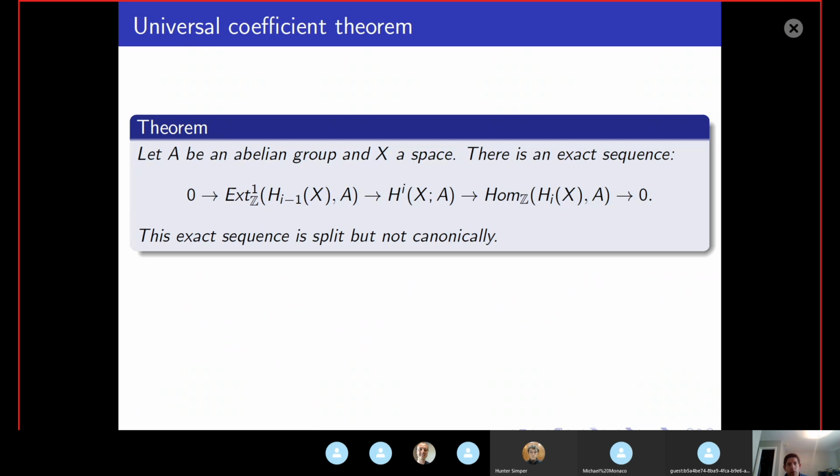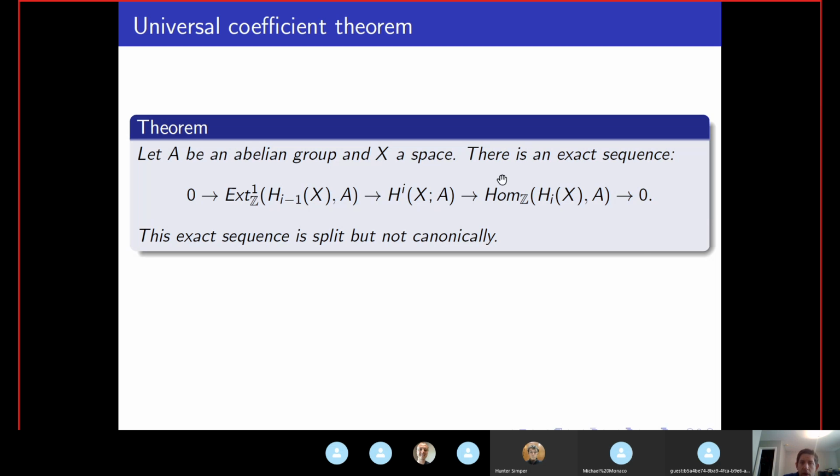Okay. So the statement of the universal coefficient theorem says there's a short exact sequence, and it's split. Meaning this is isomorphic to the direct sum of the left and the right. It's not canonically split, but it is split.